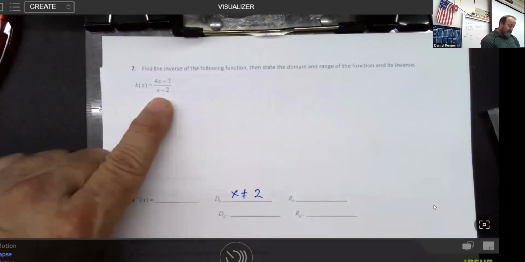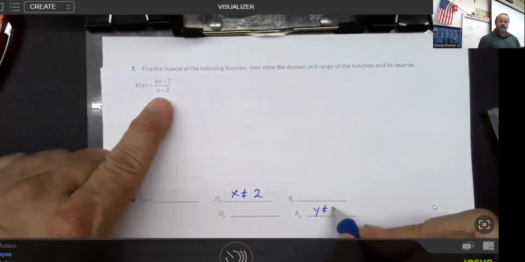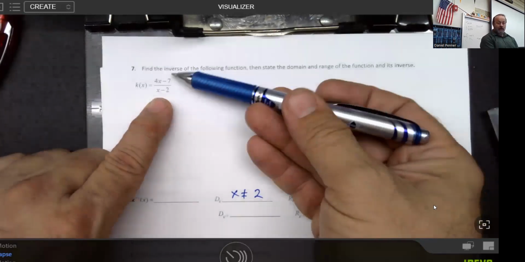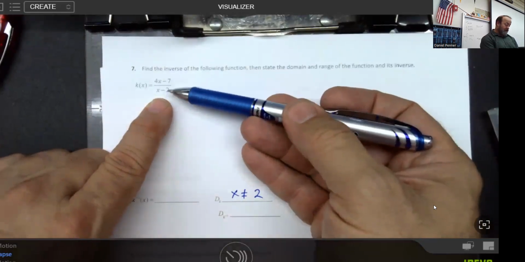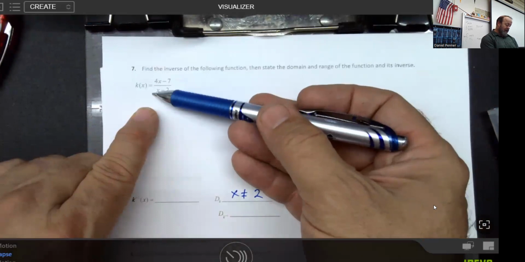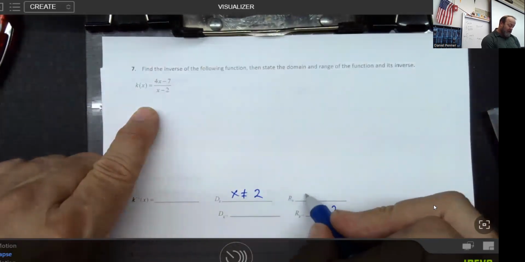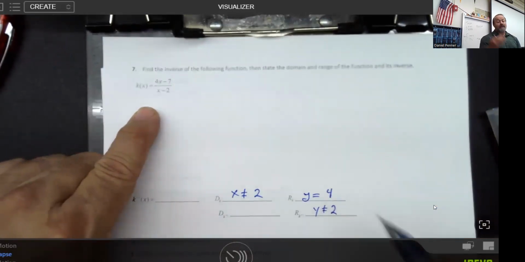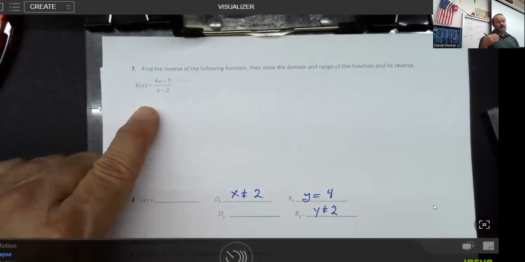But that automatically tells me that the range of my inverse would be that Y cannot be 2. That's sort of telling. Another thing we talked about in class is that when the numerator and the denominator are of the same power, all we have to do is look at the leading coefficients, which are 4x and 1x. That means there is a horizontal asymptote at y equals 4. Sometimes you can cross horizontal asymptotes, but in this case, you won't be able to cross that horizontal asymptote.